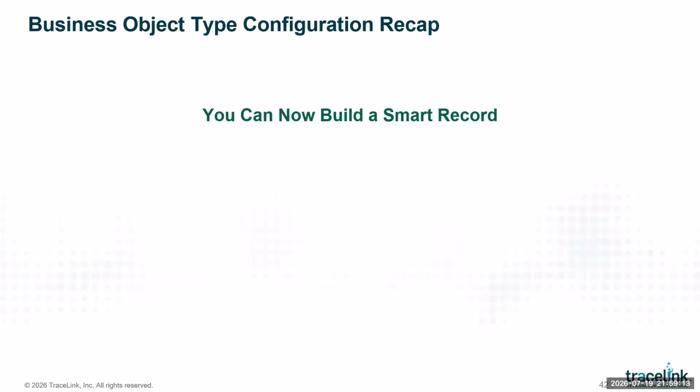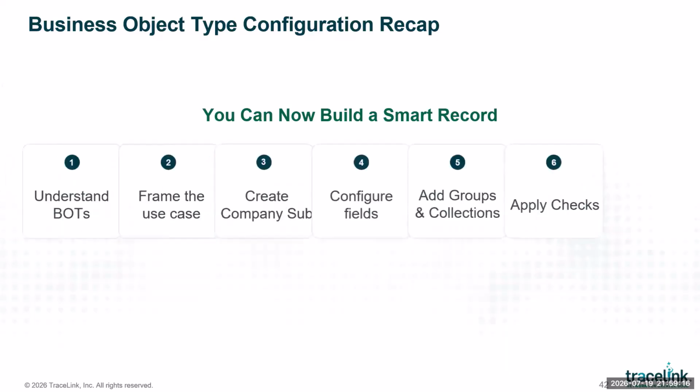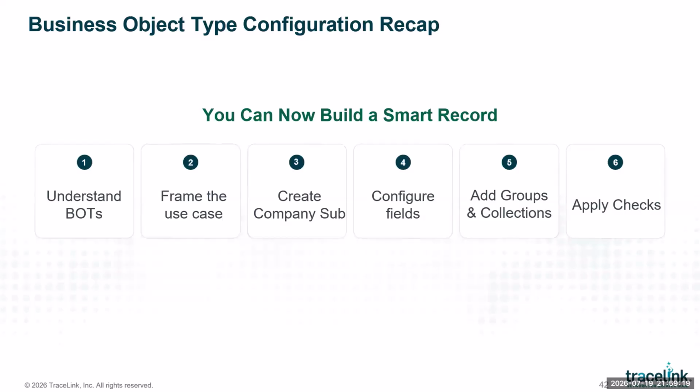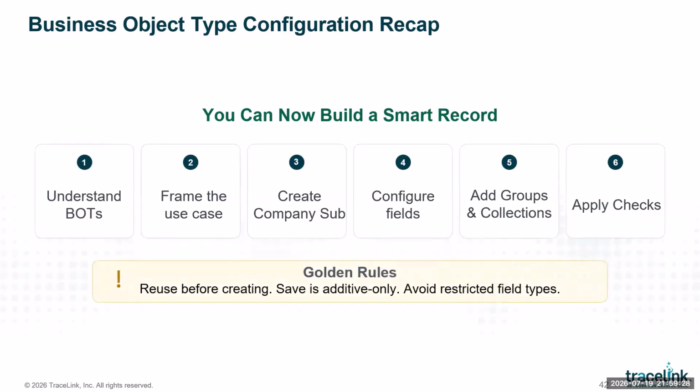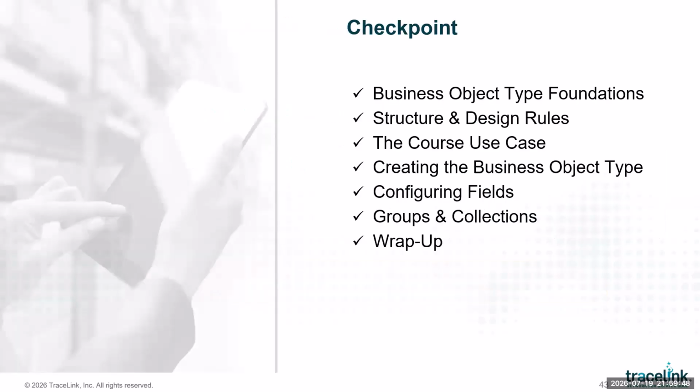So let's recap the full journey. We went from understanding what a business object type is, that smart structured record, all the way through to applying the design checks and building one ourselves. And I'll leave you with the golden rules. Always check before you create. Remember that once you save, you can add, but you can't undo. And never use those 4 restricted field types in a company sub. So we looked at the business object type foundations, structure and design rules, a use case, how to create the business object type, how to configure fields, groups and collections, and I finished with a summary.